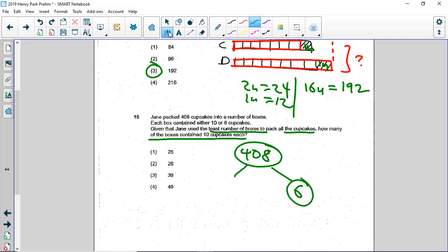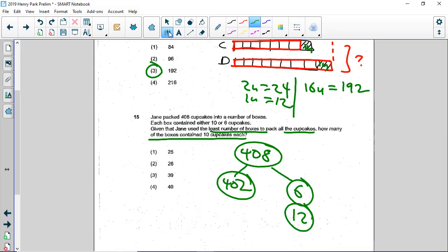So how many cupcakes will be in the boxes of 10? 408 minus 6, you will get 402. But these 402 cupcakes cannot divide by 10, because every box must have 10 cupcakes. So what do you do? You do listing. Again, there's a method here called listing. So you have another box of 6.